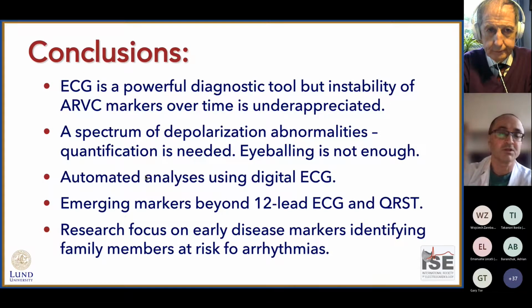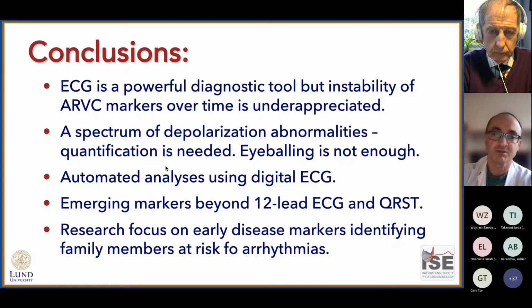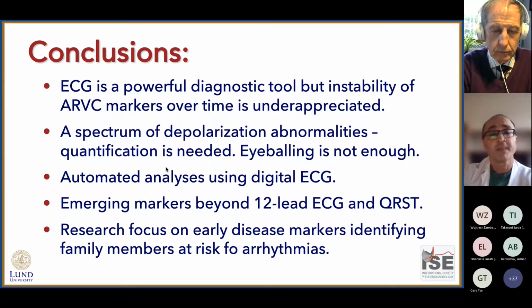So a few thoughts in conclusion. Primarily, what I wanted to show is that ECG is a very powerful diagnostic tool with heavy weight in the task force criteria as they are stated now. But instability of ARVC markers over time is likely to be underappreciated, and we need to remember that when we use ECG for diagnosis. There is a spectrum of depolarization abnormalities. We still need some quantification measures. Epsilon wave is a problem, and eyeballing is apparently not enough.